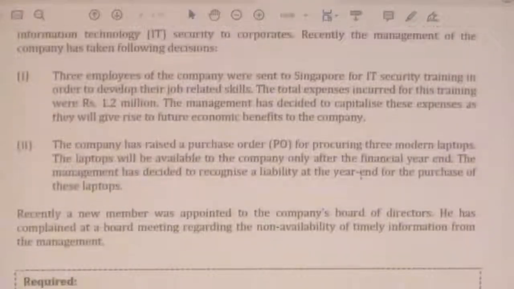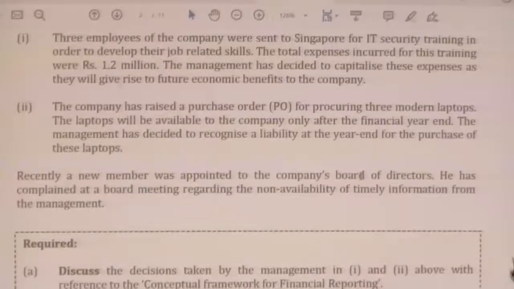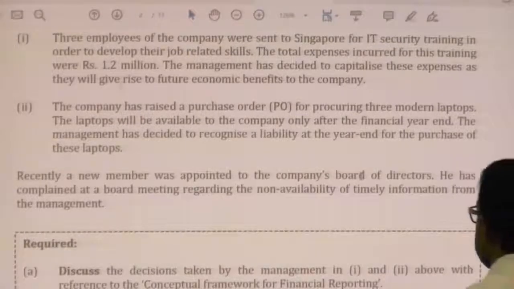Roman number 2. The company has raised a purchase order for procuring 3 modern laptops. The laptop will be available to the company only after the financial year end. The management has decided to recognize a liability at the year end for the purchase of the laptop. If you read the first paragraph, second paragraph, the laptop will be available to the company only after the financial year end. Right? Now they are trying to recognize this as a liability.